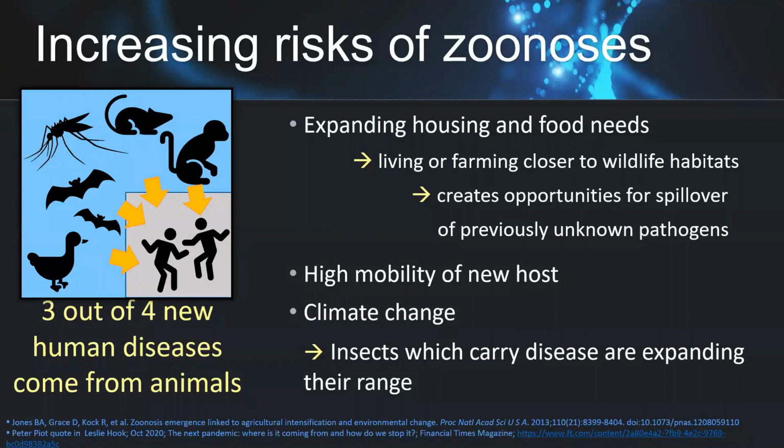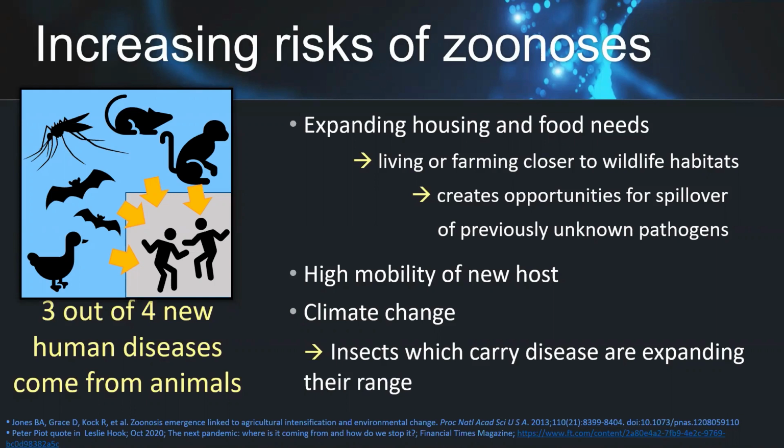It's estimated that 3 out of 4 emerging human diseases are from animals, called zoonoses, and most of these are viruses. This is not a problem that is going away anytime soon. In fact, scientists predict an increasing risk of zoonoses through increasing contact between wild animals and humans or their livestock, which creates opportunities for spillover of pathogens, so spillover from a natural host into a human host.